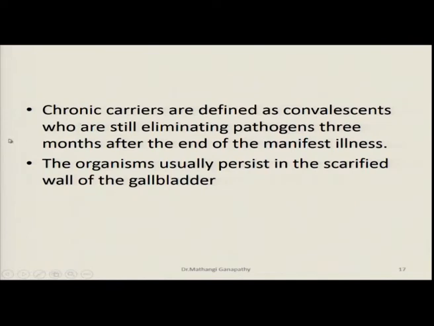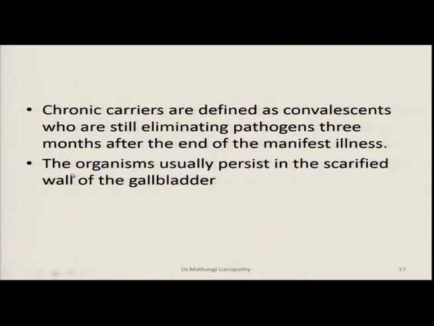And chronic carriers here are defined as convalescents who are still eliminating the pathogens 3 months after the end of the manifestation illness. So, sometimes the people will still carry these pathogens in their intestine. They would have fallen ill with the disease and they would have recovered, but even after 3 months, sometimes the parasites would still be present in them, the pathogens would still be present in them, and they would be passing it out with the stools. These are called the chronic carriers.